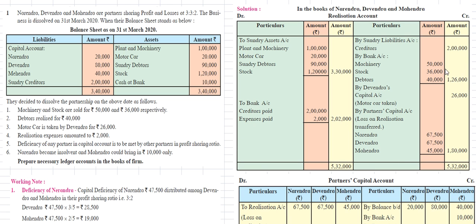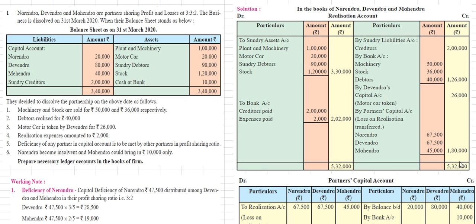So 2 lakh and 1 lakh 26,000 plus 26,000. Here it is 3 lakh 30,000 rupees and 2 lakh 2,000 rupees. Its total amount is 5 lakh 32,000 rupees. From the 5 lakh 32,000 rupees, minus 26,000, minus 1 lakh 26,000 and 2 lakh rupees. So the leftover amount is 1 lakh 80,000 rupees.